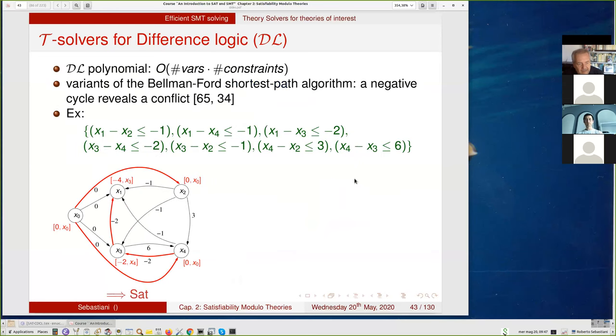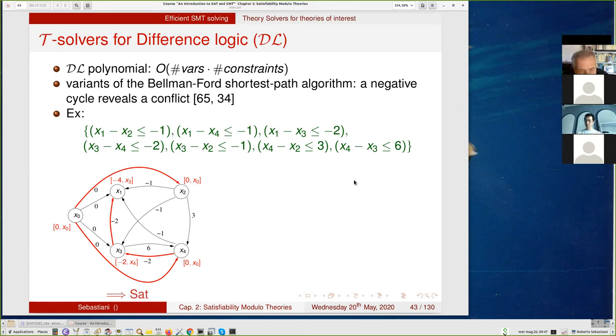Okay, another very popular theory solver is a subcase of linear arithmetic, which is difference logic. Difference logic is a logic in which every element is written in the form xi minus xj is smaller or equal than a constant. Even though it's very simple conceptually, this is quite useful and important in practice, because it allows us to represent plenty of problems, including real-time verification, scheduling, substantially everything which deals with the progress of time. Okay?